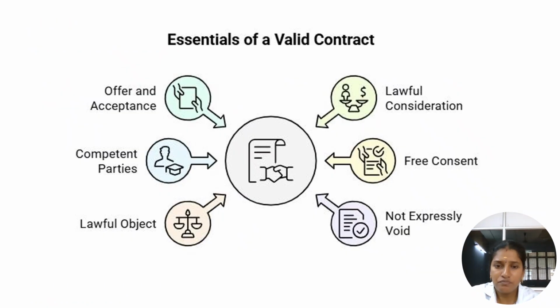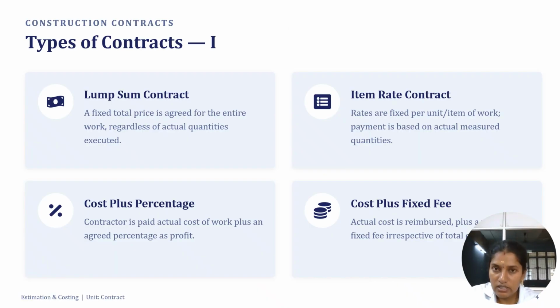We will see some image representations of the essential elements of a valid contract: offer and acceptance, lawful consideration, free consent, and also the competent parties. So these are all the essential parts, and directly we can move to the different types of contract. Initially this contract can be classified into four classifications. We will see one by one, right?